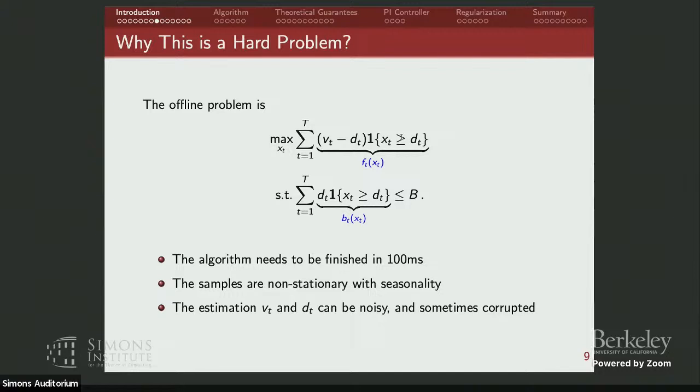Furthermore, in practice, the samples are not IID. There is always seasonality or non-stationarity in the problem. Also, for V_t and D_t, you may not know the exact value. They come from a machine learning model, which means you may have noise or errors in the estimation. Even worse, it happens a lot in practice that your adversary tries to corrupt your data. They may try to make you spend your money too early so that they can earn more value in the future. So there may be corrupted data in the process.